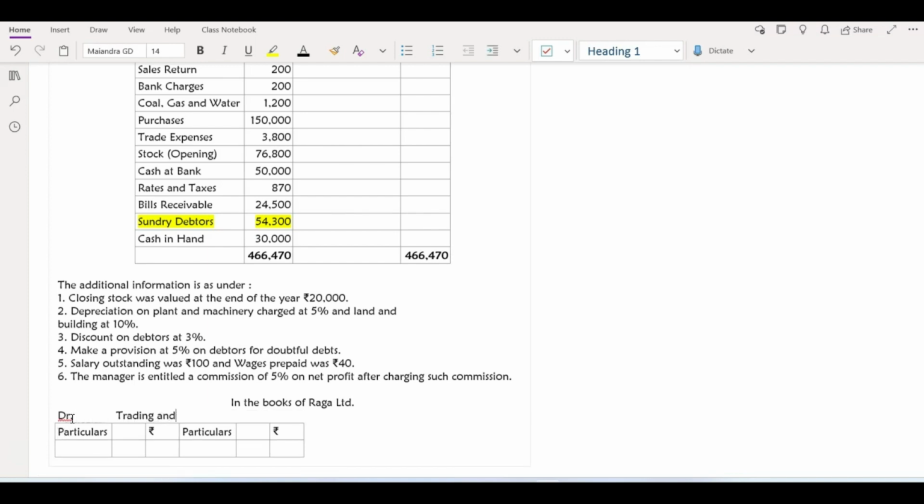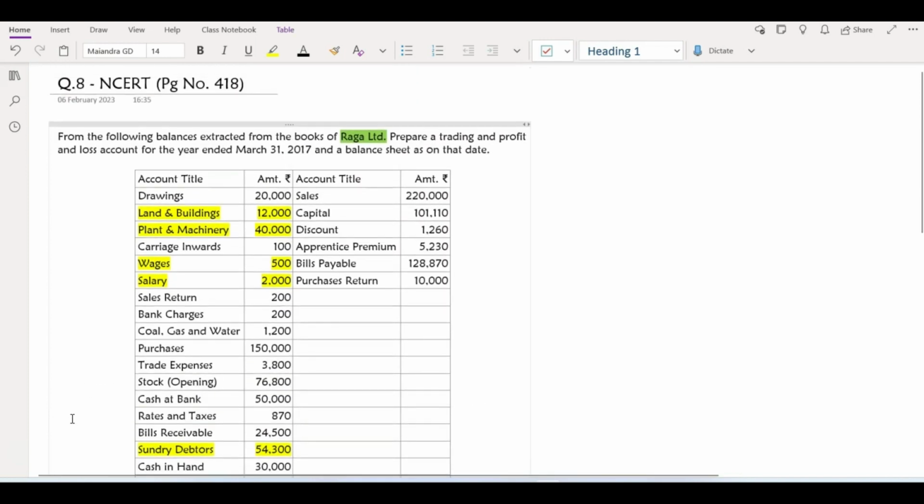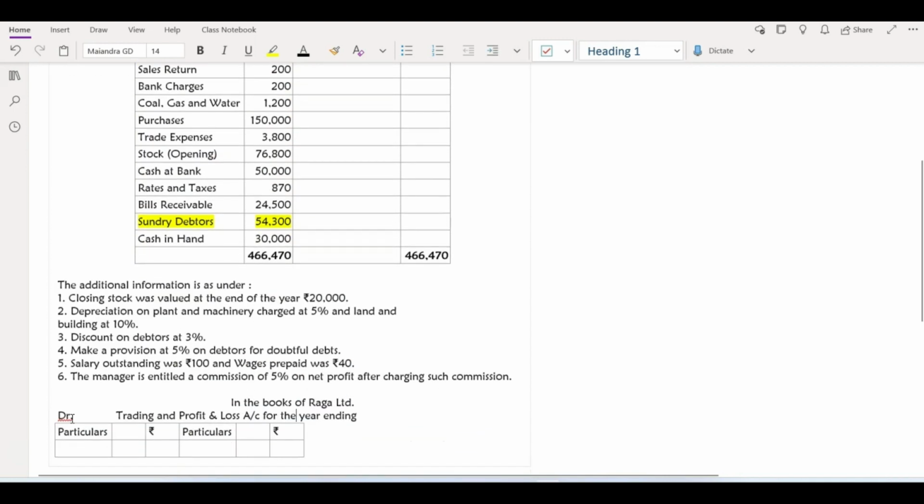Debit, trading and profit and loss account. For trading and P&L we write for the year ending because we are preparing it for a complete year. March 31st. In this question it is March 31st, 2017, and on the last I'm going to write credit.